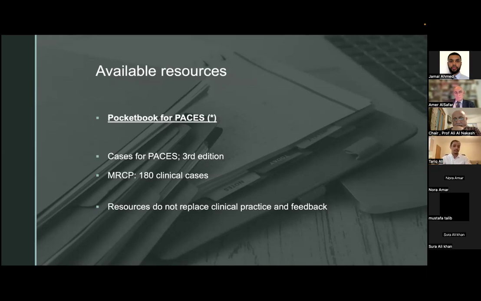I used Cases for PACES as well. This is a short book and it's the 3rd edition. It's very good. It's got quite a few cases from all the different specialties, and it really tells you about each different diagnosis and how to examine it. It doesn't tell you as many differentials as Pocketbook for PACES, but it tells you the ones that are very likely to come up in your real exam, and those are the ones that I would take from it as well. There is MRCP clinical cases as well. I did not use it, but I've heard very good things about it.